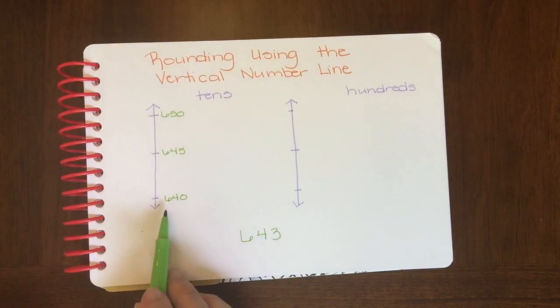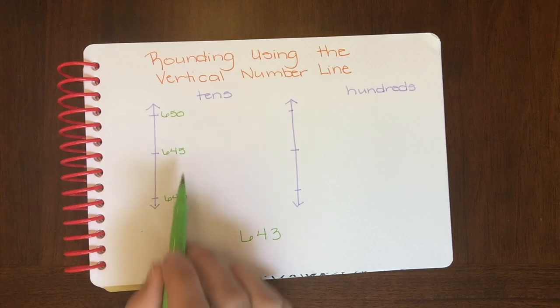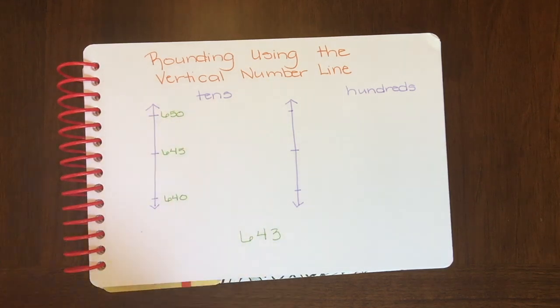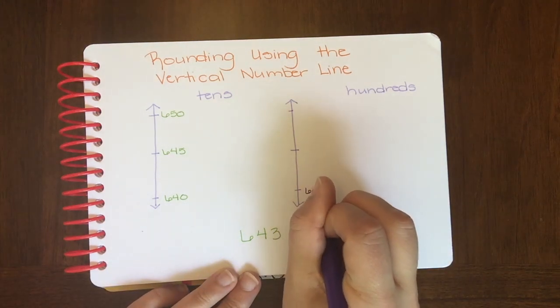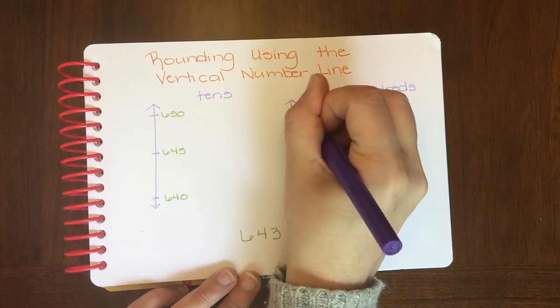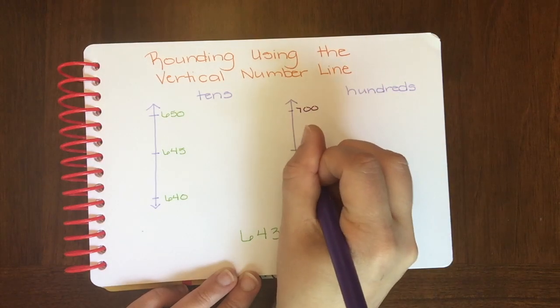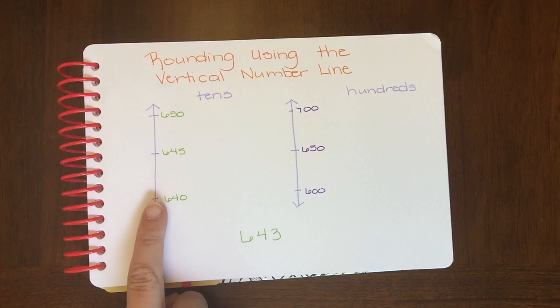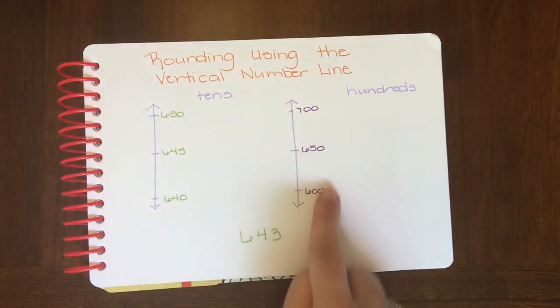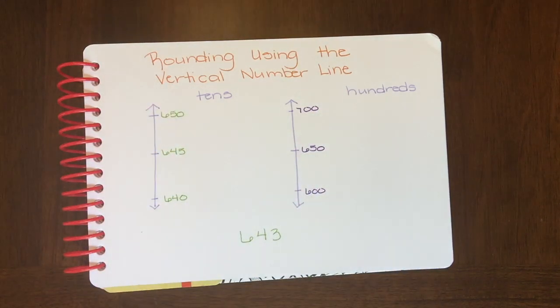So notice that even though I have hundreds, I can still label it with the 10 below and the 10 above. For the hundreds, the 100 below is 600 and the 100 above is 700. Right in the middle is 650. Okay, so we're using the same number, but we have different marks on our number line. Okay, now I need to place my number, 643.